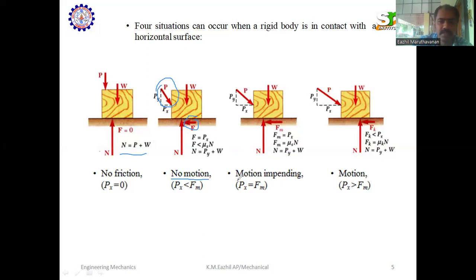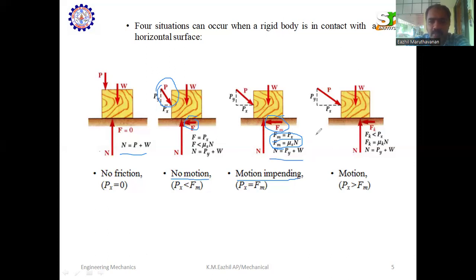The third condition is motion impending, that is, the object is about to move. Here, the frictional force is equal to the horizontal force, so the object is about to move. Fm is equal to Px. Fm is equal to mu, the coefficient of friction, into the normal reaction. Here, when we resolve the forces vertically, we get the equation N is equal to Py plus W.